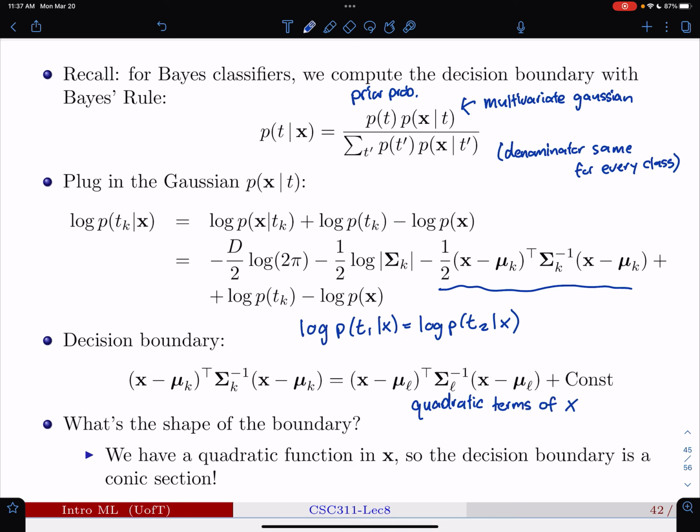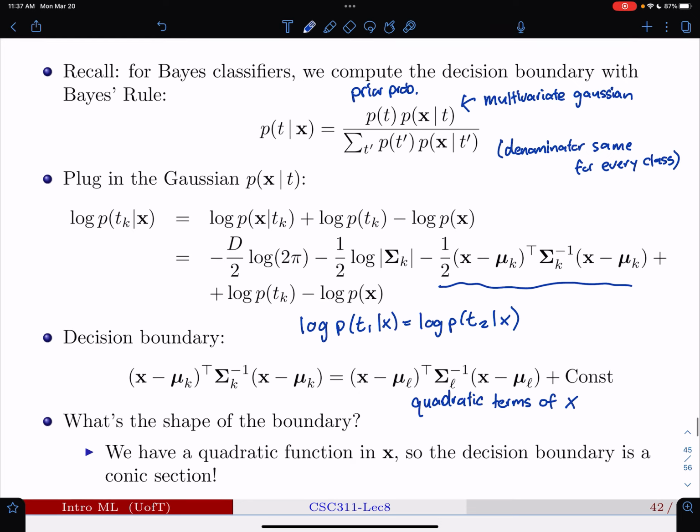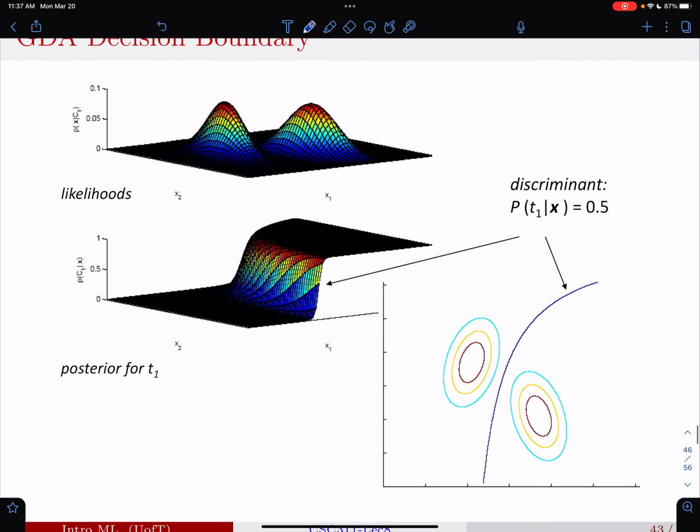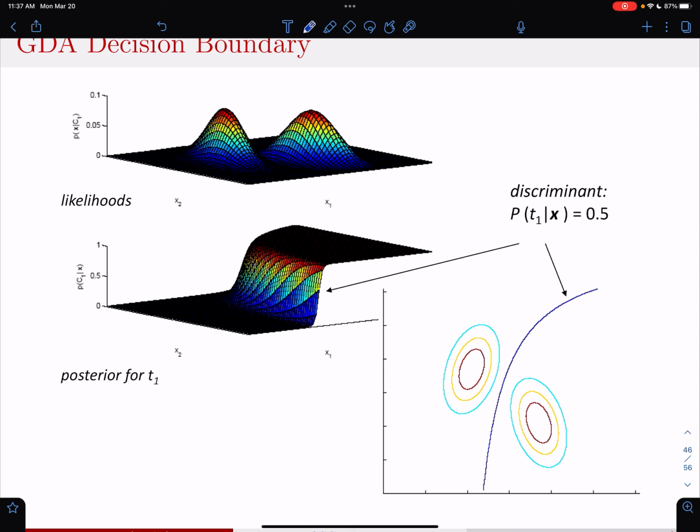So here, the mu's and the sigmas we've estimated are just vectors and matrices of numbers. Overall, this is a quadratic function of x plus some constant term. Most generally, the decision boundary is something called a conic section, because that's the functional form of a conic section. In general, it's usually going to be some sort of curved-looking shape.